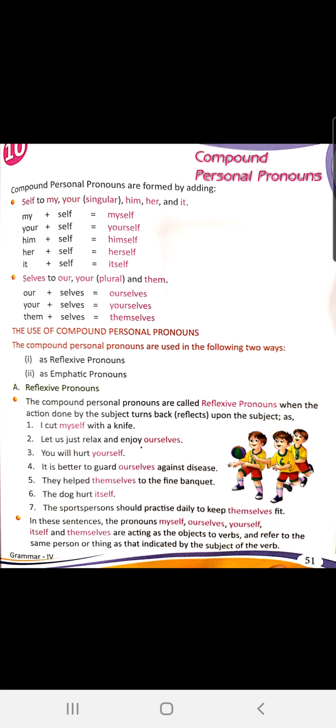Okay? Children, here the subject and the object in the sentence are same. Clear? So these pronouns are reflexive pronouns. In these sentences, the pronouns myself, ourselves, yourself, itself, and themselves are acting as the objects to verbs and refer to the same person or thing as that indicated by the subject of the verb. That means, basically, the subject and the object of the sentence are same. So when the subject and the object of the sentence are same, then we use reflexive pronouns there.